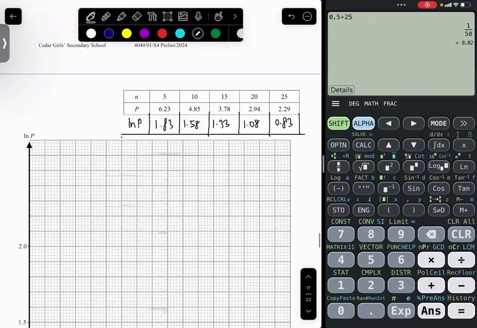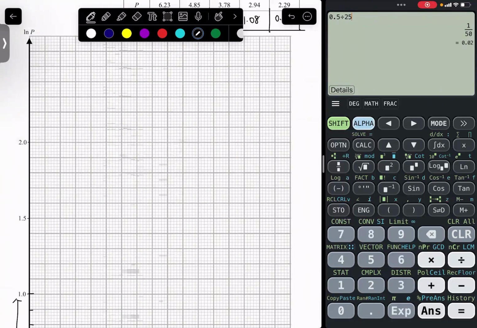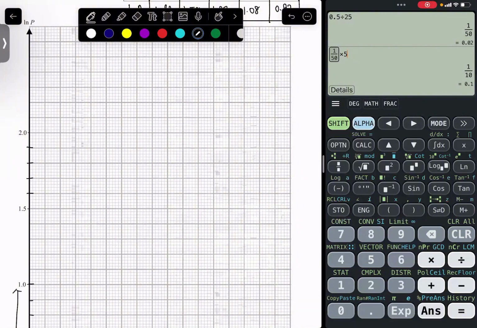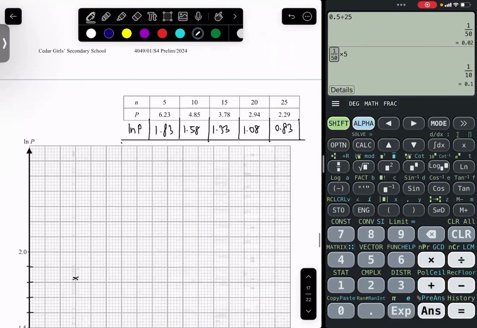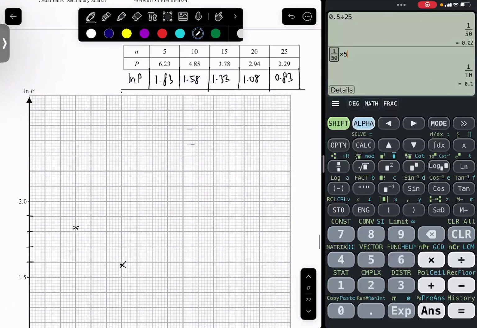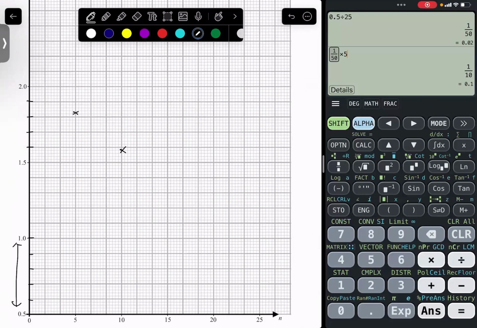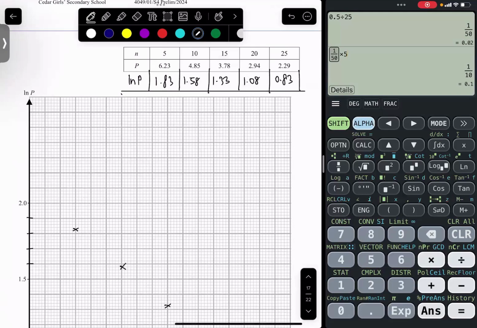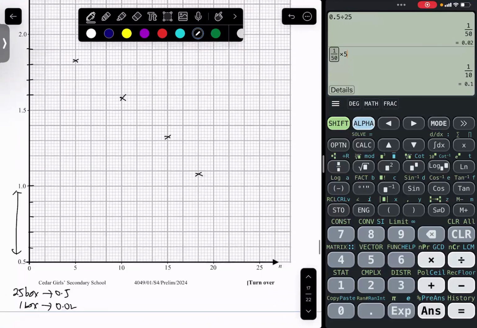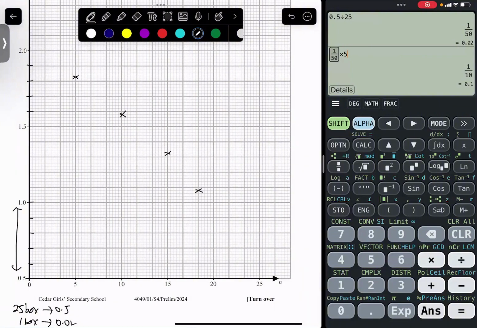Now the first value is 1.83. 5 boxes will be 0.1, so 1.6, 1.7, 1.8, 1.9, so 1.83 will be somewhere here. 1.58 at n equals 10 would be somewhere here. 1.33 at 15 is somewhere here. Then at 20, 1.08 is over here. At 25, 0.83 is somewhere here.